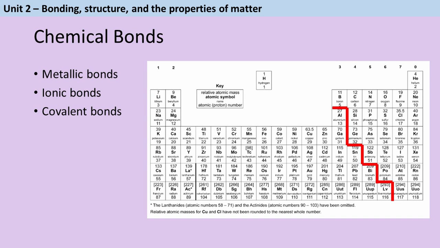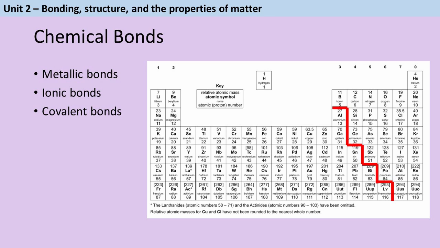The next unit in the first chemistry paper is all about chemical bonds: metallic bonds, ionic bonds, and covalent bonds. Often a question isn't going to tell you this is a question about ionic bonding, so it's really important that you know when each of these bond types will occur. It's all to do with whether the atoms that are doing the bonding are metals or non-metals, whether they're from the left-hand side of the periodic table or the right-hand side.